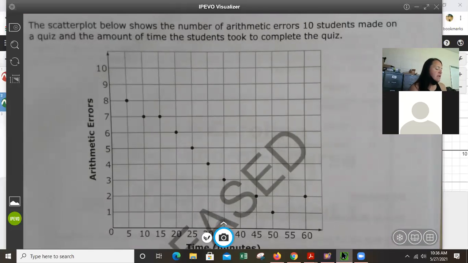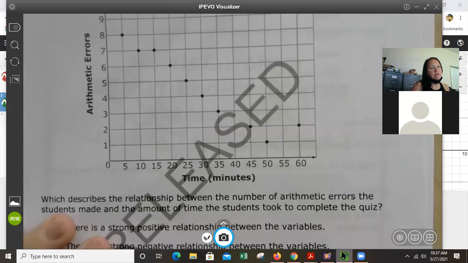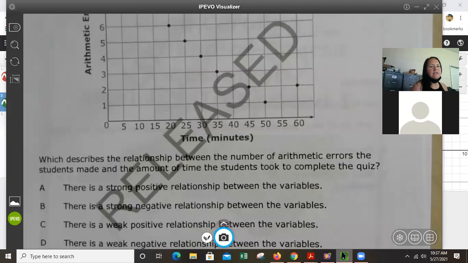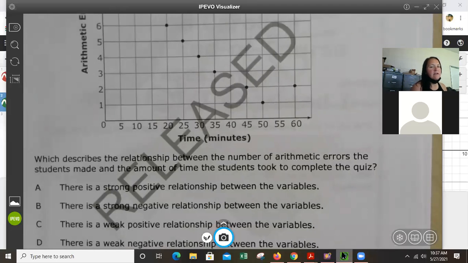The scatter plot shows the number of arithmetic errors 10 students made on a quiz and the amount of time the students took to complete the quiz. So you guys can see all those little dots, which describes the relationship between the number of arithmetic errors the students made and the amount of time the students took to complete the quiz. Is it a strong positive, strong negative, weak positive, or weak negative?